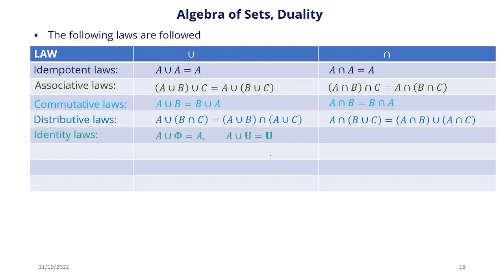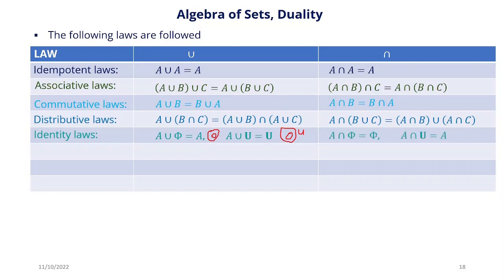Identity laws. A union phi is A, and A union the universal set is the universal set. A is already inside the universal set, so the union is the same thing as the universal set. A union phi is A because phi is already inside A. Phi is the empty set, the null set, the set that does not exist. So we assume that the set that does not exist is inside any set. So it's the same thing as A.